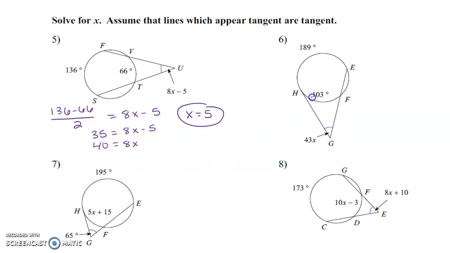Okay, I think we might have time for one more. 189 minus 103 divided by 2 equals 43x. Again, there are no variables on the left-hand side, so I can just do the math, and I end up with 43 equals 43x, divide by 43, and 1 equals x.